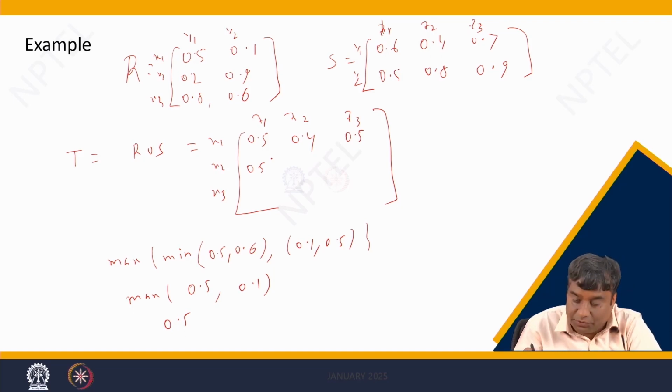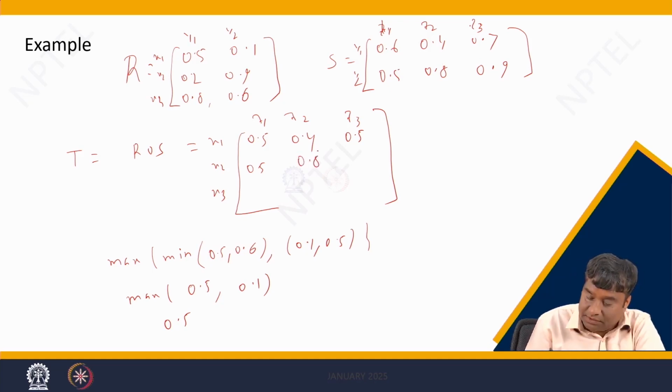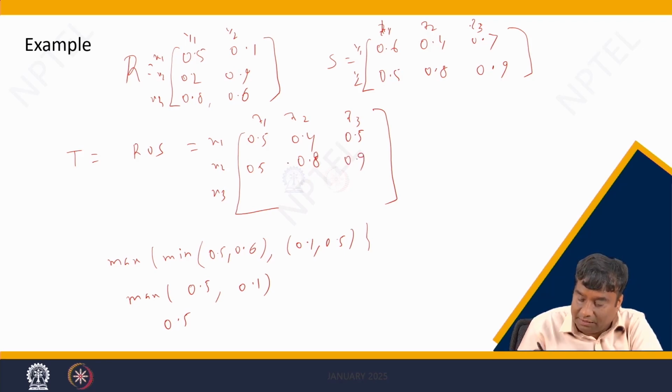Second row, first column. Minimum of 0.2 and 0.6 is 0.2, then 0.9 and 0.6 gives 0.6, so it is 0.6. Similarly, for the next entry we get 0.8. Third row, first column: minimum of 0.8 and 0.6 is 0.6, and 0.6 and 0.5 is 0.5, so the maximum is 0.6. Then 0.8 and 0.4 gives 0.4, and 0.6 and 0.6 gives 0.6, so it is 0.6 again. Then minimum of 0.8 and 0.7 is 0.7, so the maximum is 0.7. So that is the max-min composition.